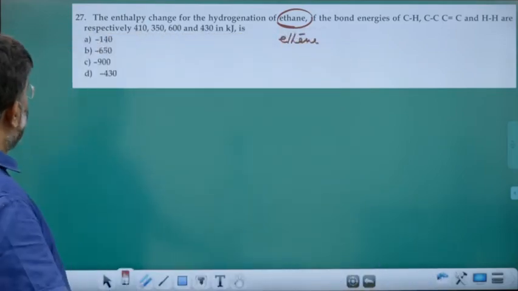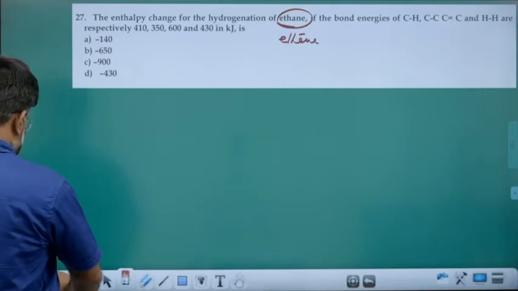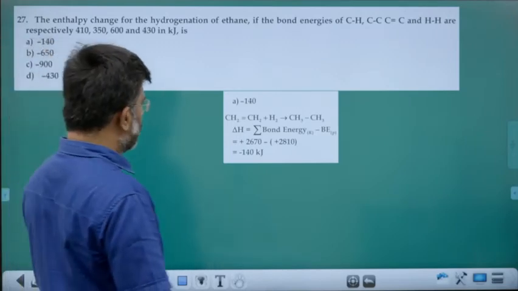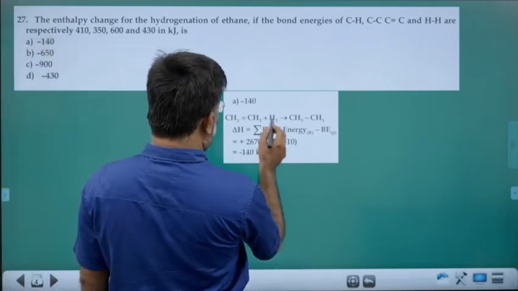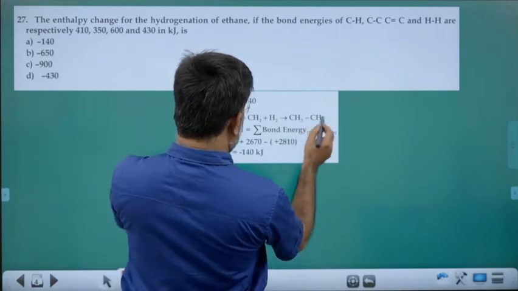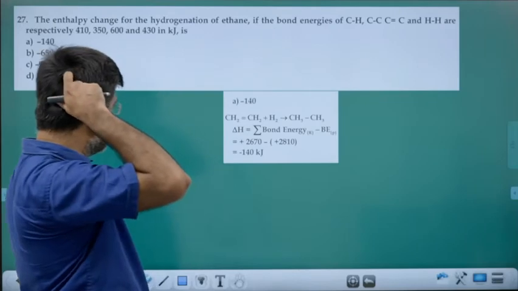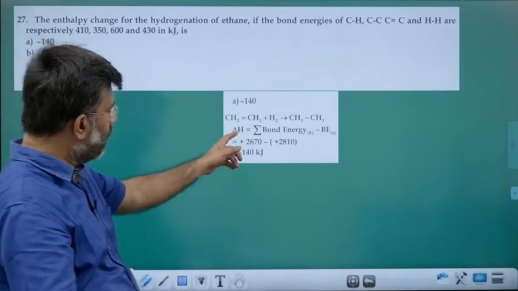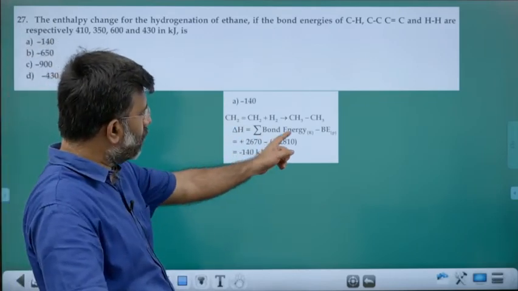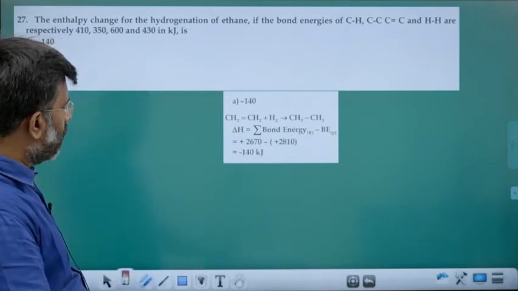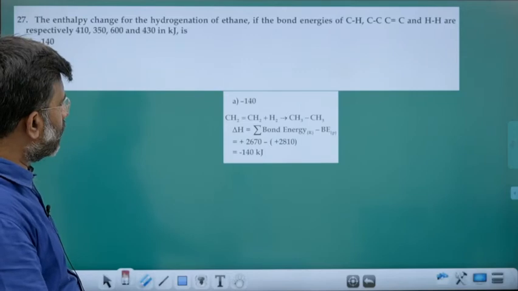So we want to find the enthalpy change for hydrogenation of ethene. Yes, exactly. Ethene plus hydrogen, you get ethane. You can apply that equation. Delta H is equal to sum of bond energy of reactants minus that of product.